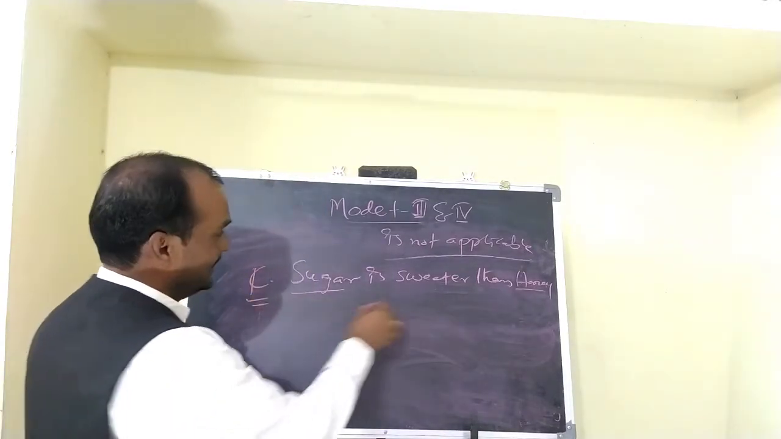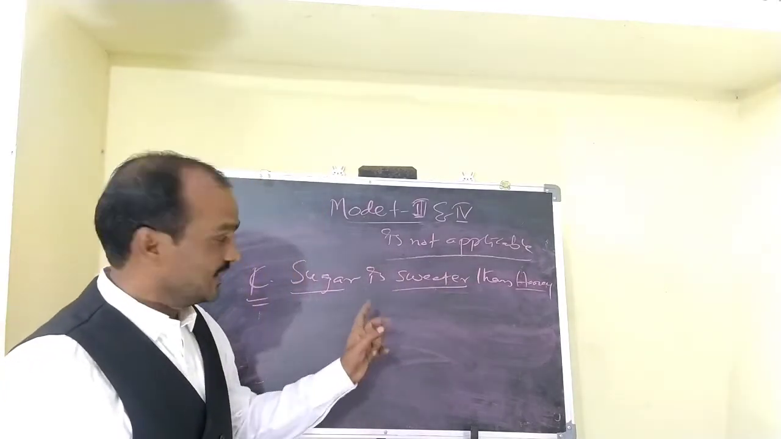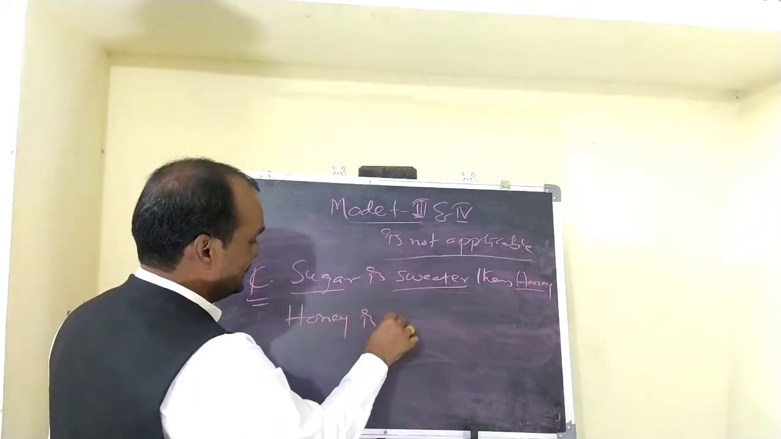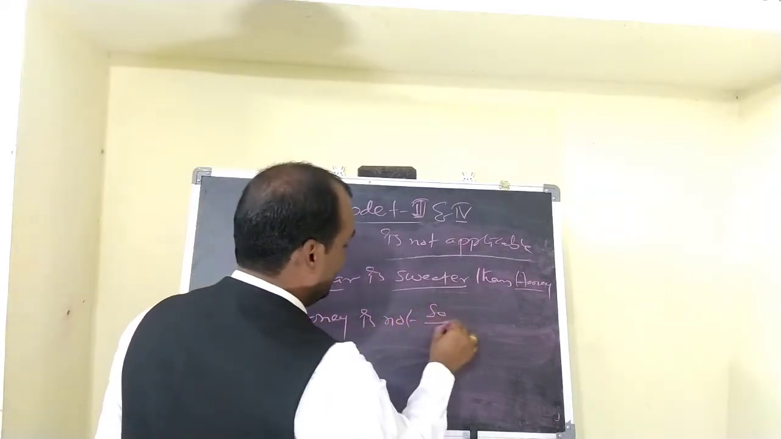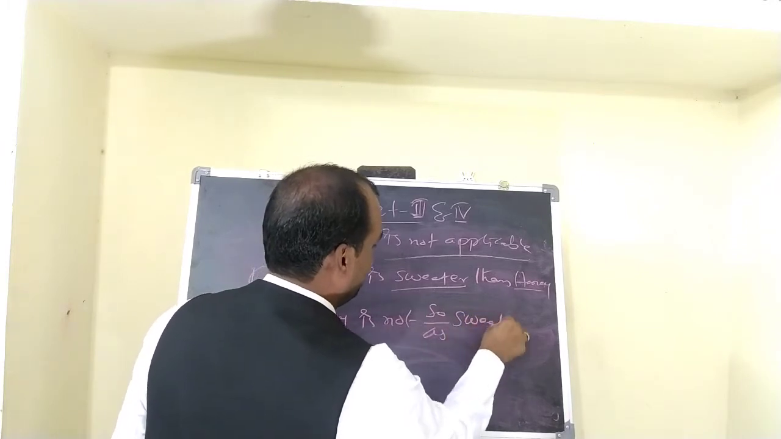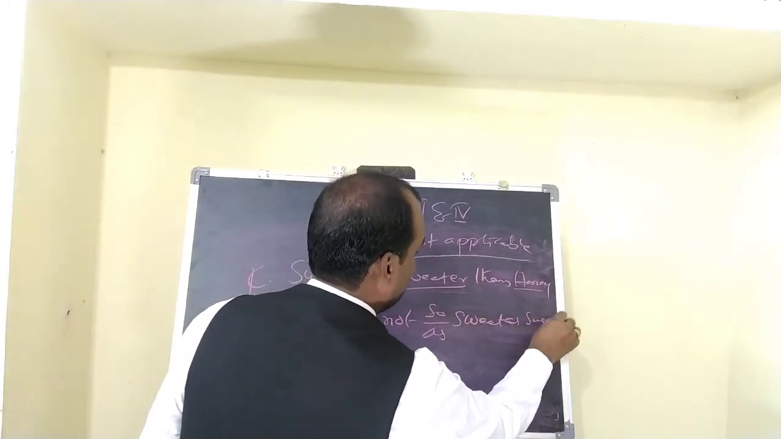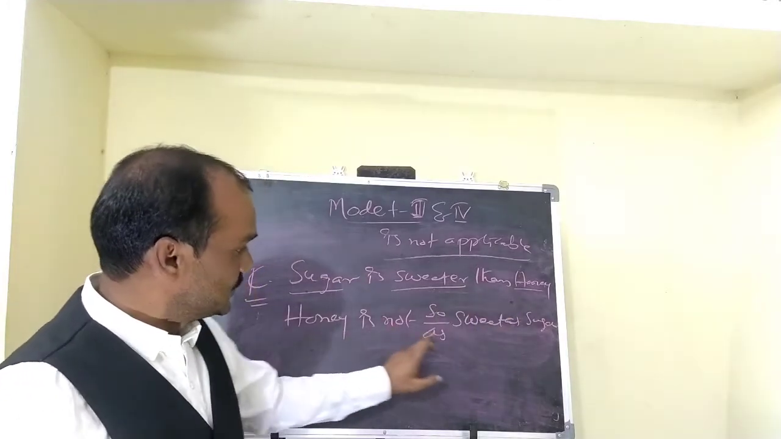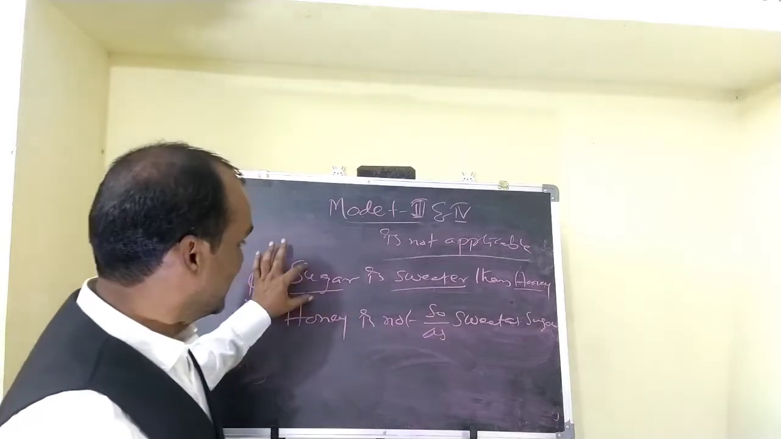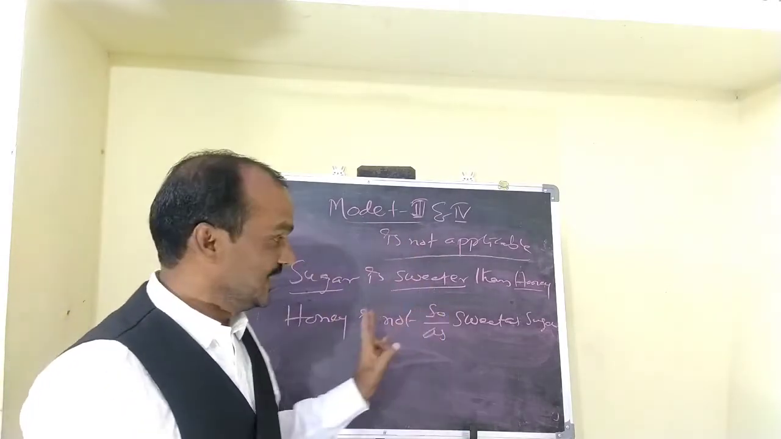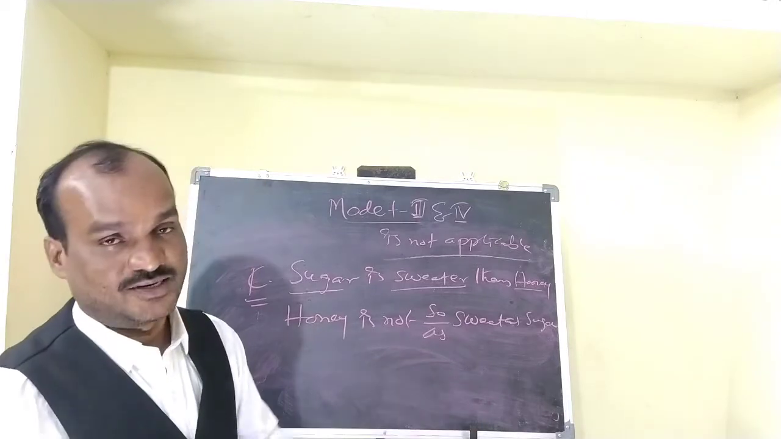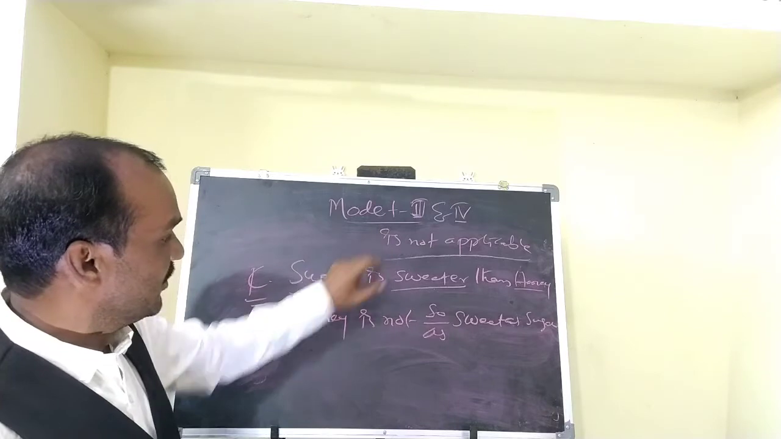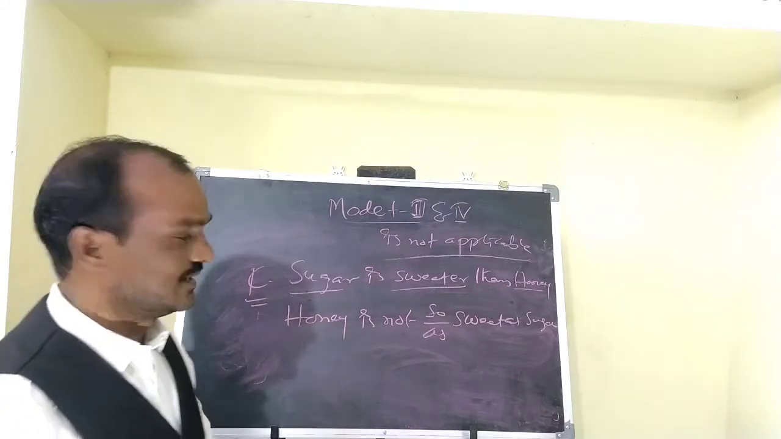Okay, this "sweeter" means here it is in the comparative degree, right? So then: honey is not so sweet or as sweet as sugar. See, easily. Both the sentences give you the same meaning. This is model 3. You can take other examples also, right?